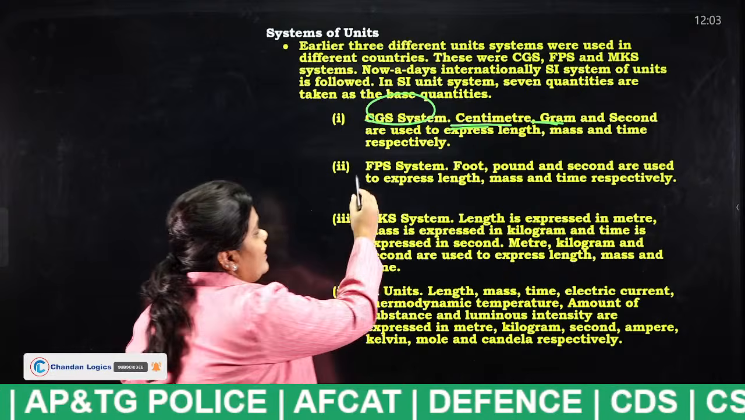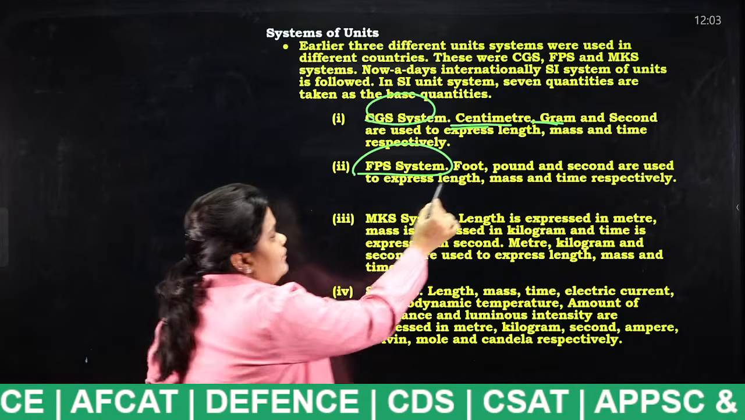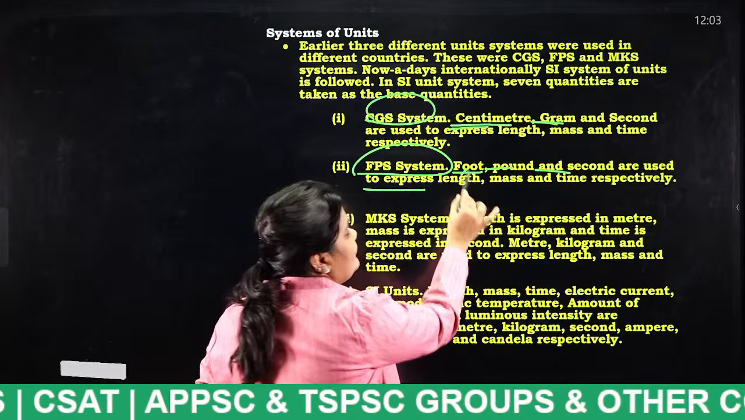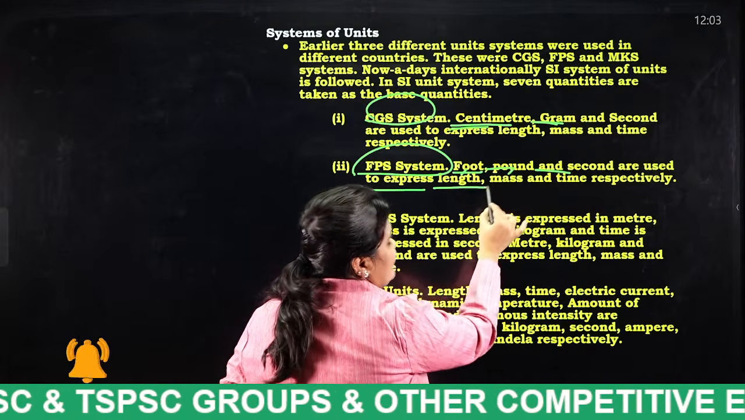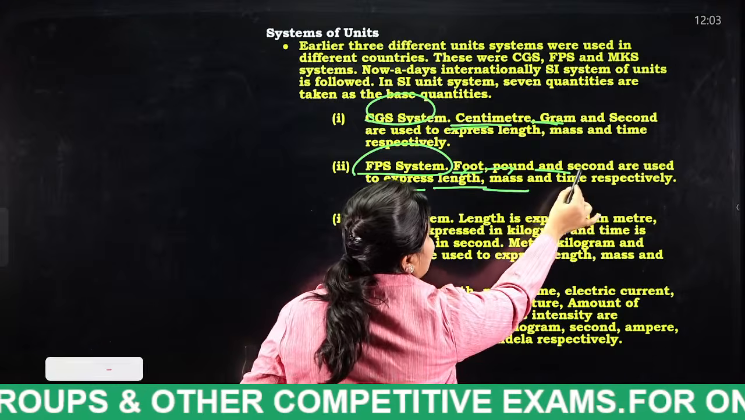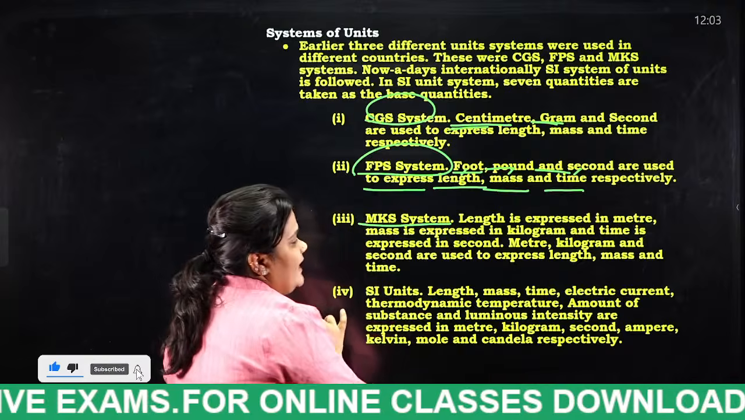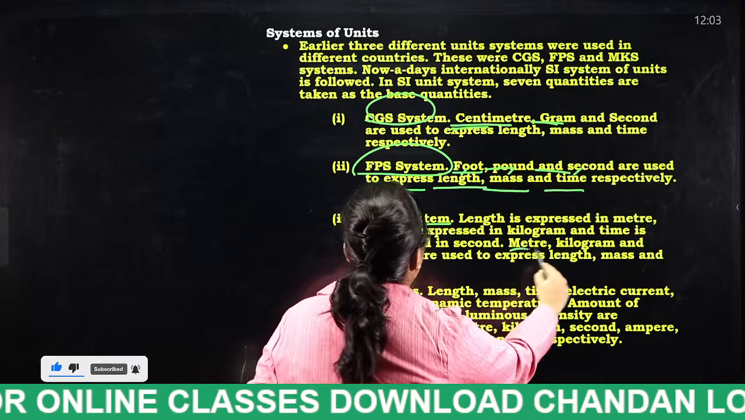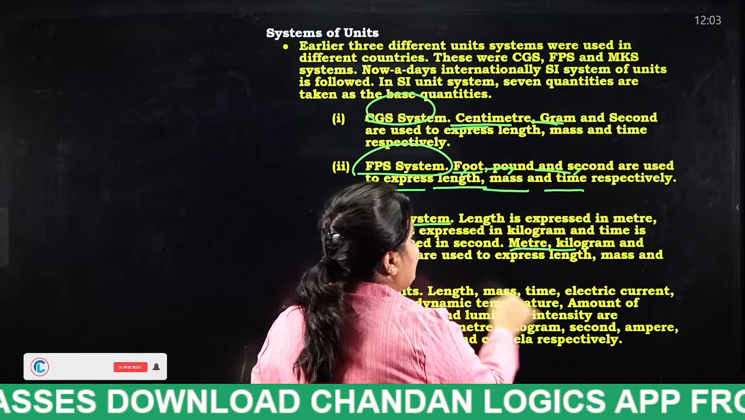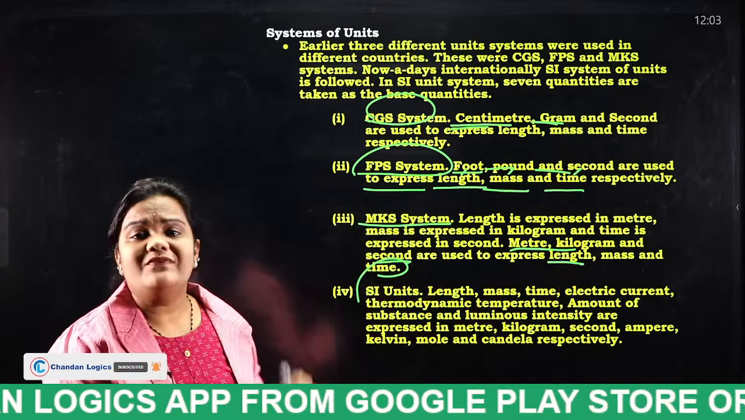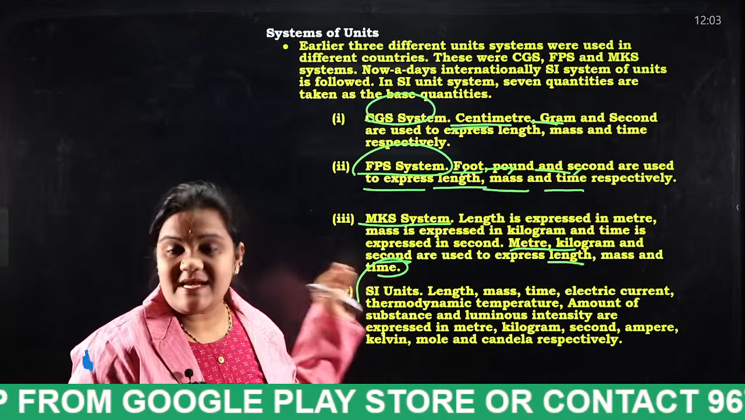Similarly, what is the FPS system? Foot, pound, and second. Foot is the measurement for length, pound is the measurement for mass, and second is the unit for time. In the same way, the MKS system: meter, kilogram, and second. These are used to express length, mass, and time. But as of now, many countries accept SI units only.